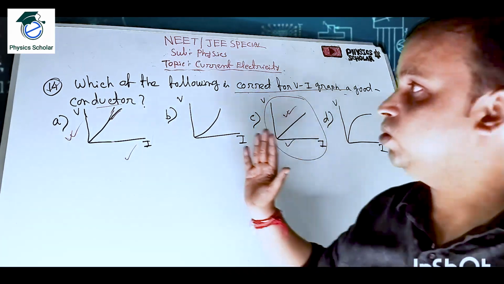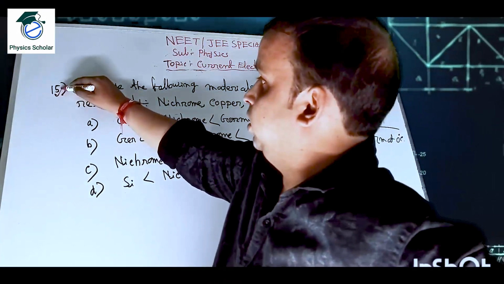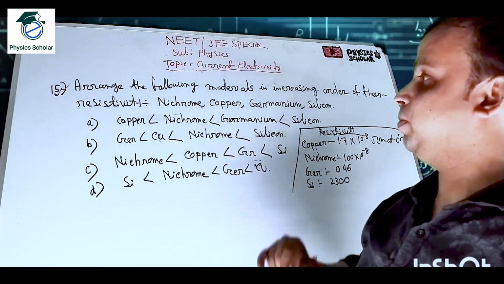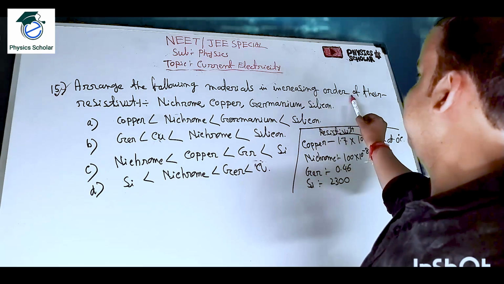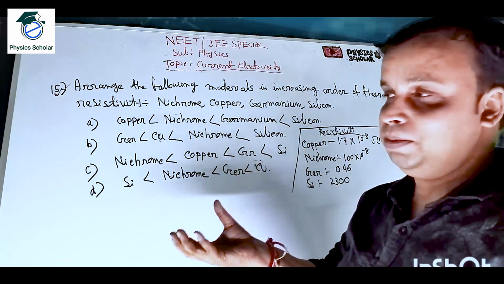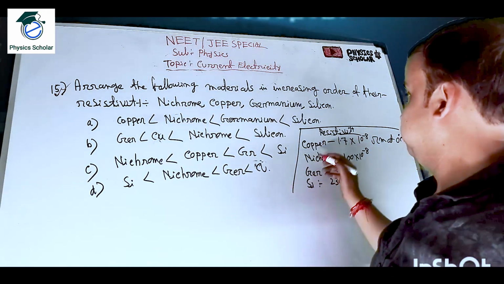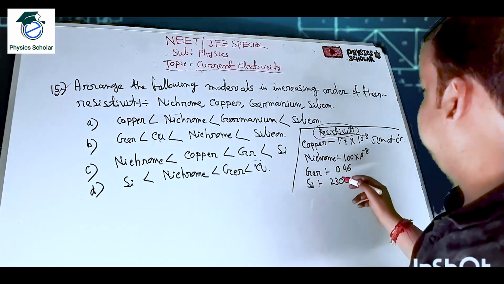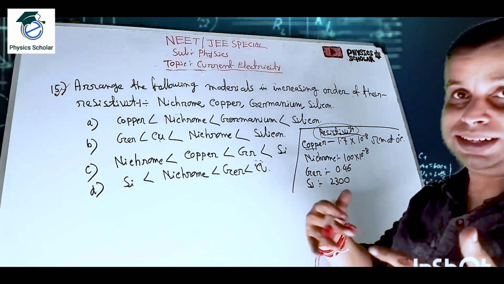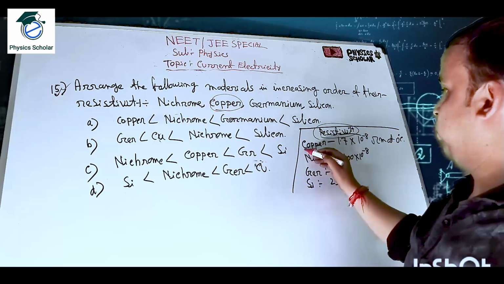Okay. Now let us move to problem number 15. So students, here is the last problem of today's episode, last but not the least. Arrange the following materials in increasing order of their resistivity. That means the lowest value we have to write first and the highest we have to write last. The lower the value of resistivity, the better the conductor. So here copper is a very good conductor among these. So the resistivity will be low.